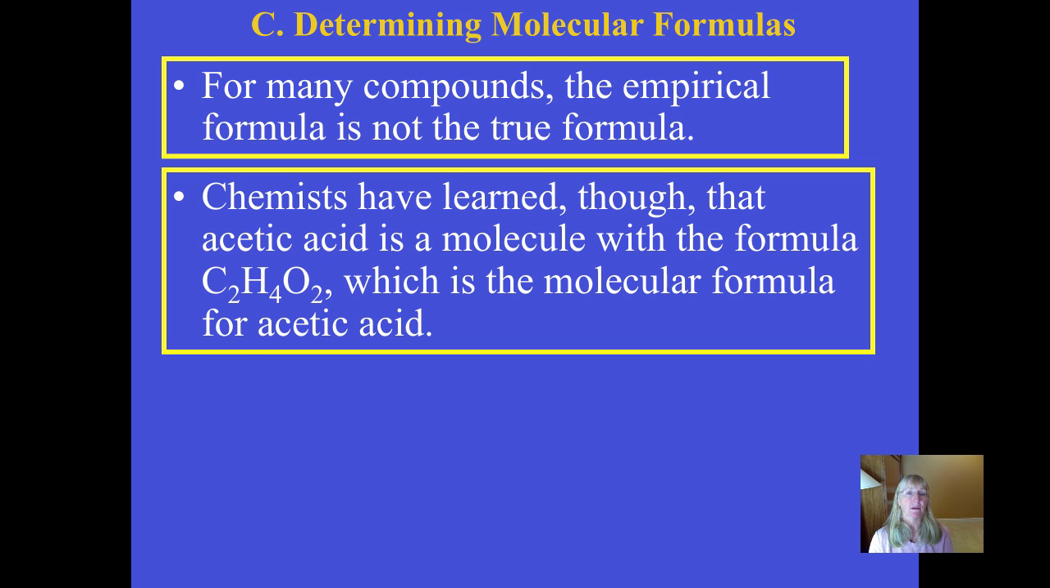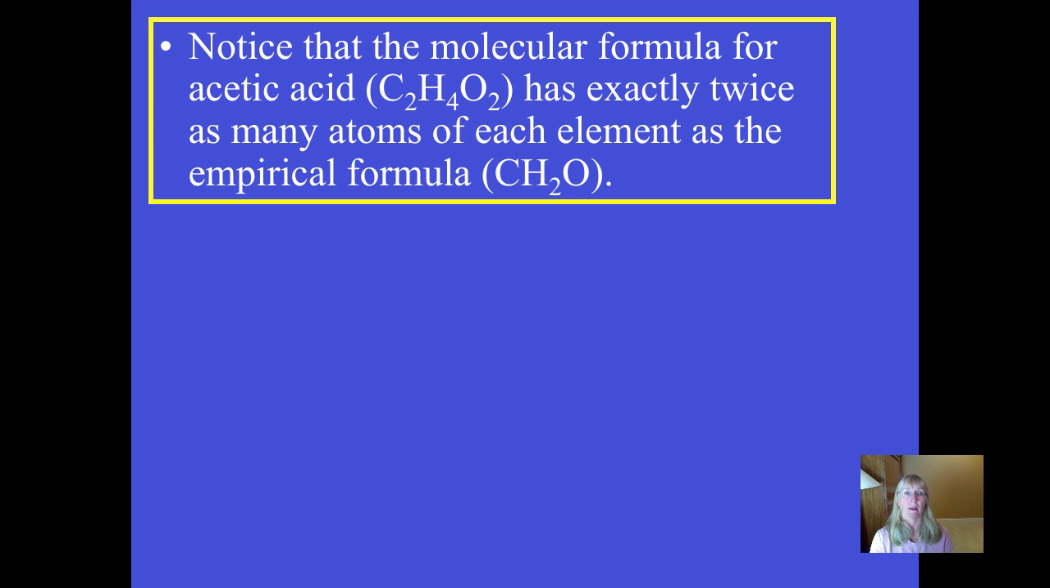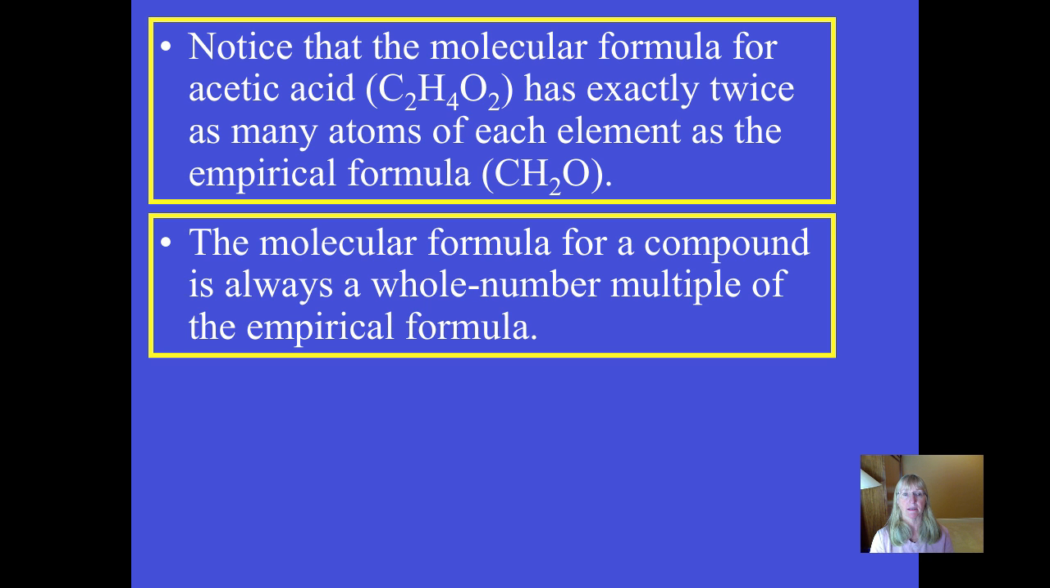So for example, here's the formula for acetic acid. It's the molecular formula of acetic acid, but you can quickly see that it could be reduced down to a 1-to-2-to-1 ratio, CH2O. But a molecular formula tells you the exact number of each element and their atoms in the formula of a compound. And we just said this.